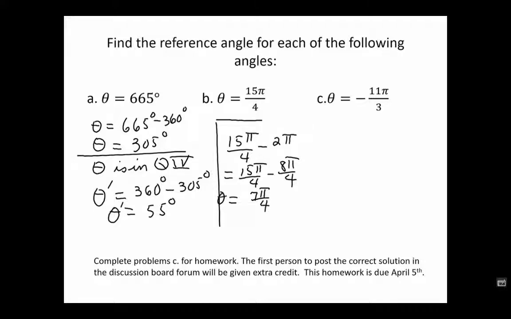All right, so let's say that theta is 7 pi over 4. Where's 7 pi over 4? 7 pi over 4 lies in quadrant 4. So to find the reference angle for theta, theta prime, what we need to do is subtract theta from 2 pi. So this is 2 pi minus 7 pi over 4.